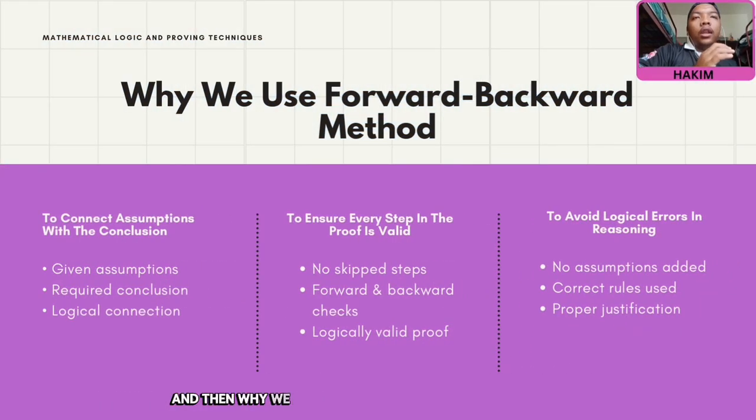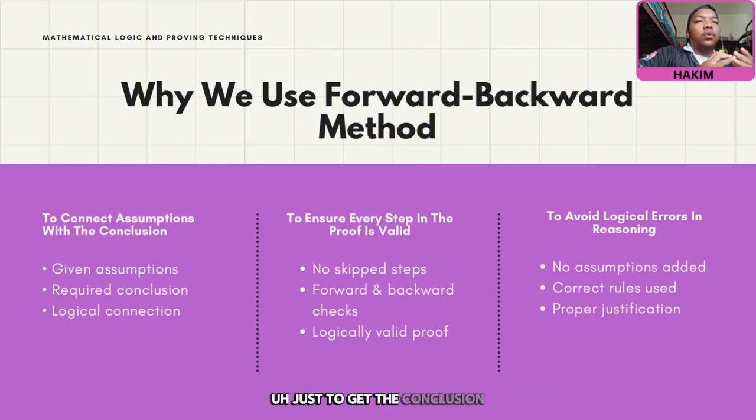And then why do we need to use the forward backward method? Firstly, to connect the assumption with the conclusion. Basically, a question will give us an assumption and the required conclusion, and then we need to think using a logical connection to get from the assumption until the conclusion. Next, to ensure every step in the proof is valid. For this method, we cannot skip any step.